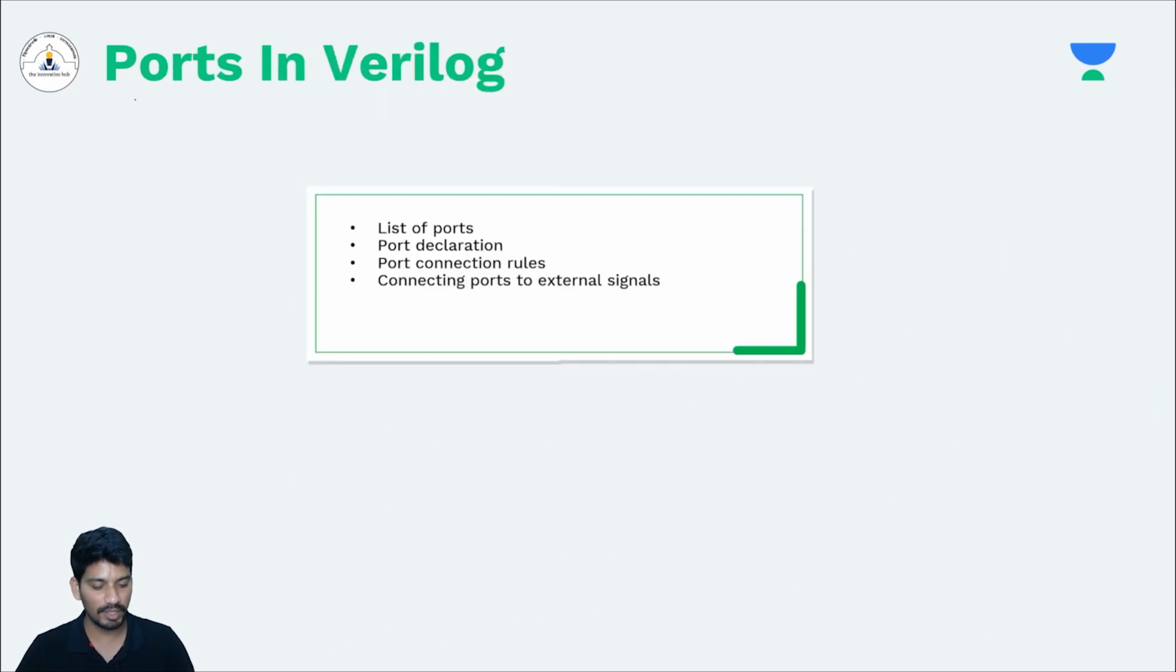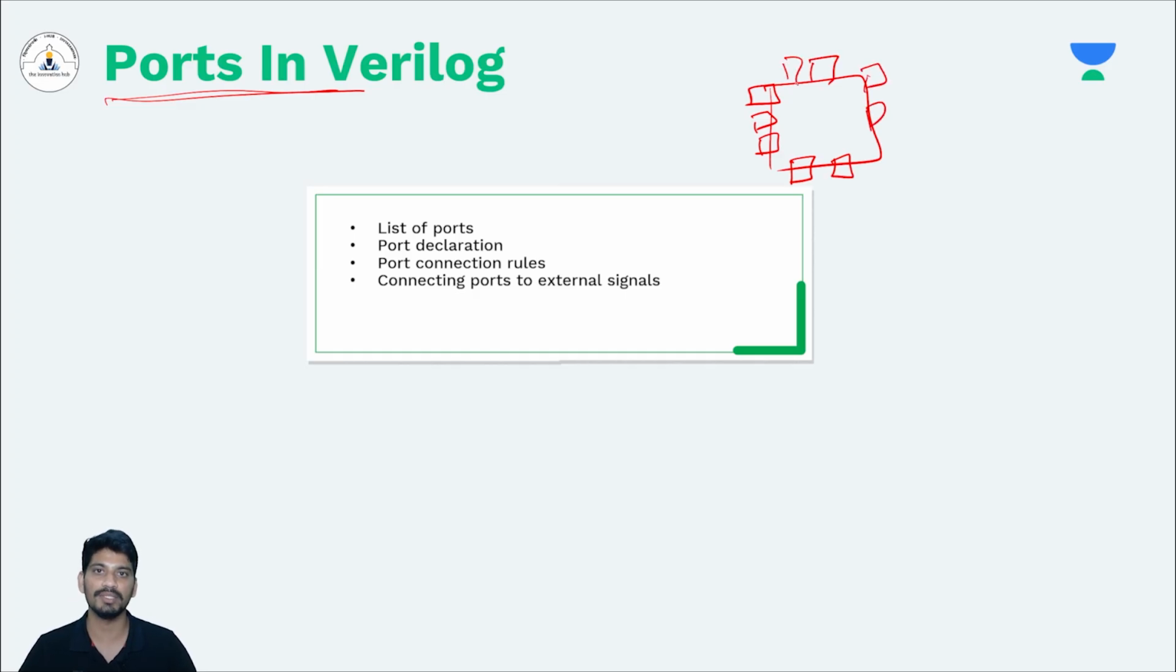So let's see what ports are in Verilog. The ports are just like IO ports, IO pins of an IC chip, right? Your IC has some IO pins. That is how it will be able to communicate with the external world. So the ports in Verilog are similar to IO pins of your chip. You have a design sitting inside this and you want to communicate with the external world, you need pins.